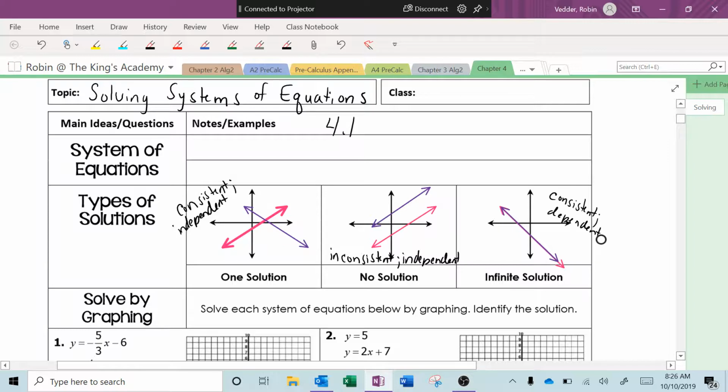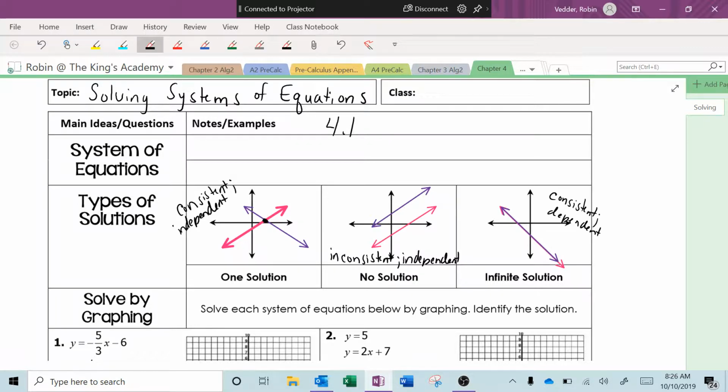So for systems of equations, the first possibility is you have one solution or one point of intersection, and we call that point the break-even point. When there is one solution, we call it consistent and independent. It's independent because they only intersect in one point.